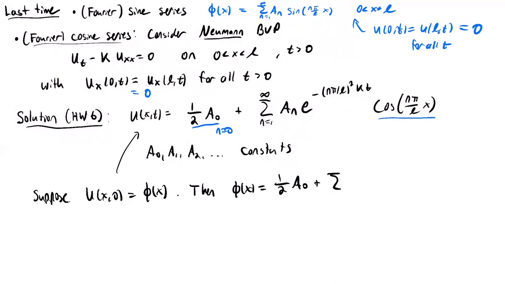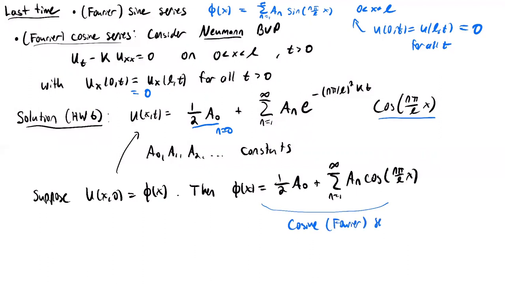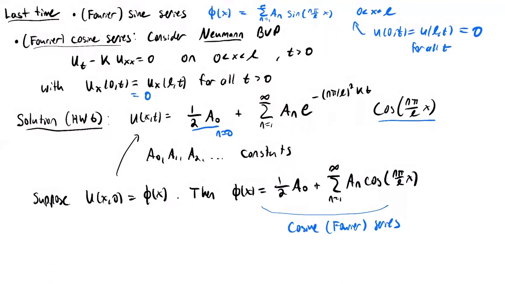And then, if I plug in t equals 0 to this infinite sum, the only thing that depends on t is the exponential term. When I plug in t equals 0, I have e to the power 0, so I get 1 for that. And so I just end up with the sum from n equals 1 to infinity of an times cosine of n pi over L x. And this is what's called a cosine Fourier series, or Fourier cosine series if you switch the order. You'll see people write this in different orders.